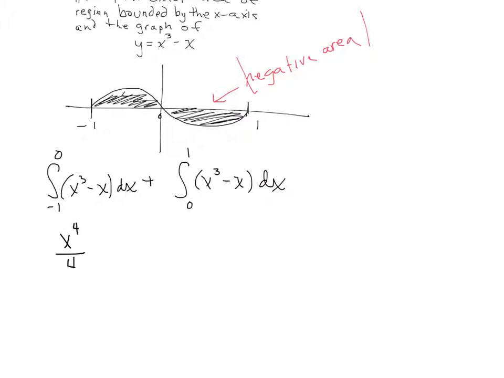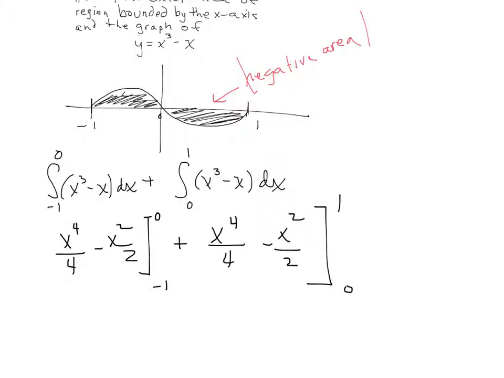There's a fourth over 4 minus x squared over 2. Okay, so that's from -1 to 0, plus, it's just the same thing, right? X to the 4th over 4 minus x squared over 2. But that one's being evaluated from 0 to 1. And now you just start plugging in numbers.